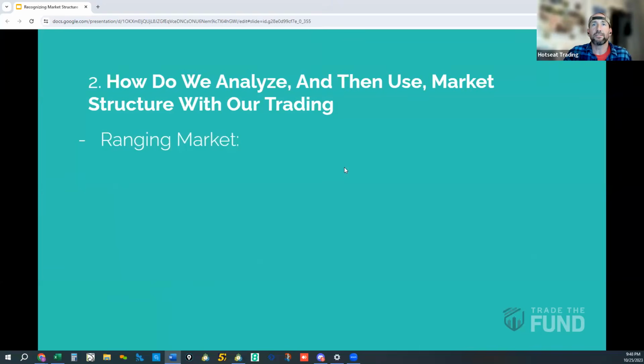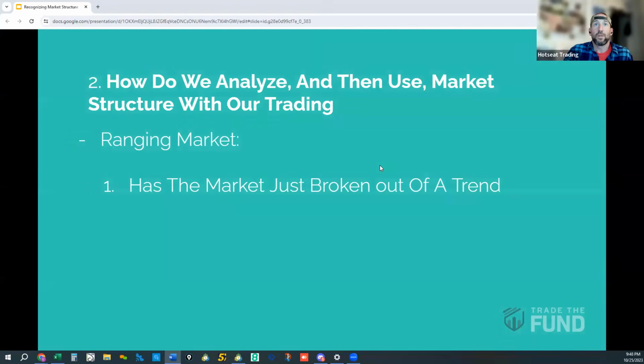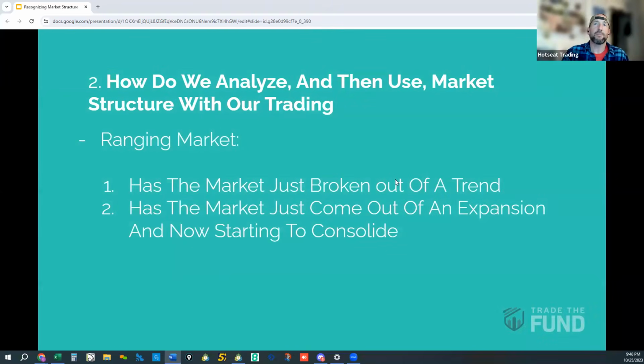Our second market, ranging. So a couple questions we need to ask ourselves. Has the market just broken out of a trend? How many times do we see a trend going down, it breaks out of the trend and now it's going into a range? Or has the market just come out of an expansion and it's starting to consolidate? Or if you open up your charts, is the market currently in consolidation?